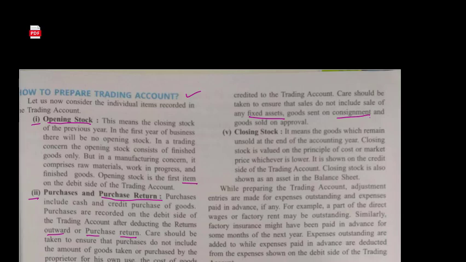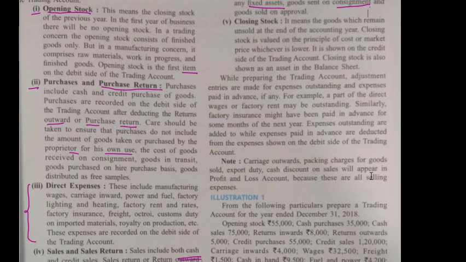Similarly, goods sold on approval, you sold some goods. Goods sold on approval means after some time we will provide the time. Within that time, if the customer doesn't like it, he will return it to us. So in that case also we will not record it. So goods sold on approval is also not recorded.